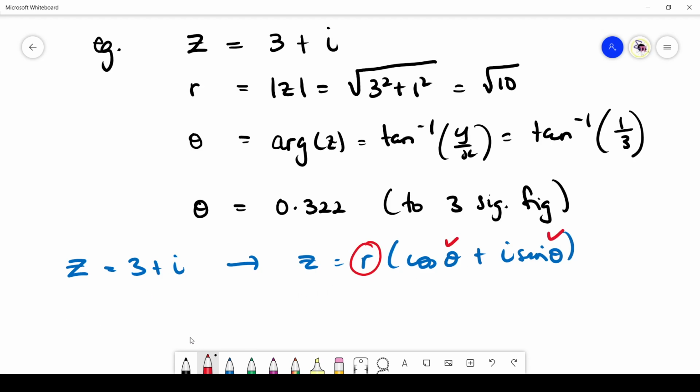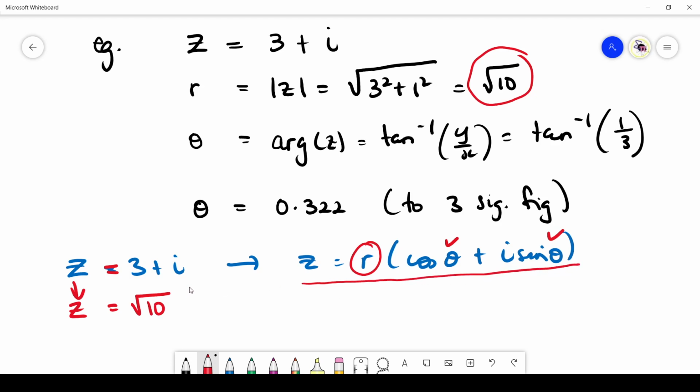So therefore, transitioning this into our polar form, we are simply going to put everything together. So r, we got the value of r to be the square root of 10. So we're going to write it in first because that's how the form goes. We're following this. All right.